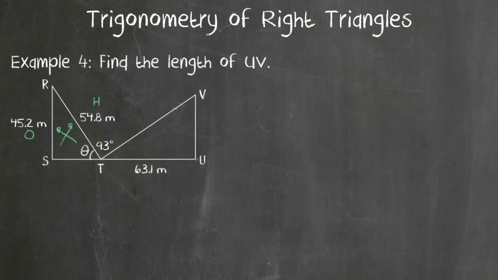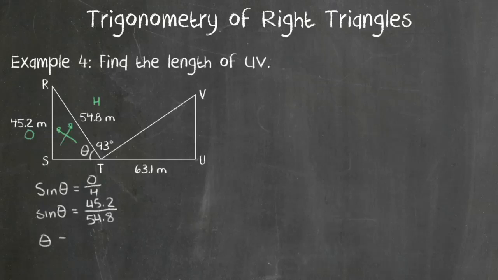Okay. I think, what ratio has opposite and hypotenuse? That's going to be sine. So the sine of theta, again, is equal to opposite over hypotenuse as our general form. So sine theta will equal 45.2 over 54.8. We use our inverse sine now, again, second function, then sine, to determine our angle. We evaluate this in our calculator, and again we get a value approximately, to the nearest degree, 56.